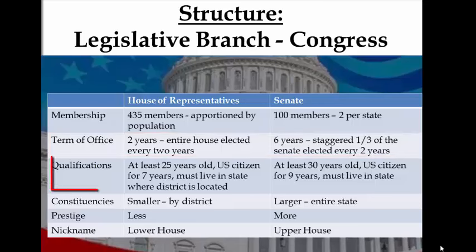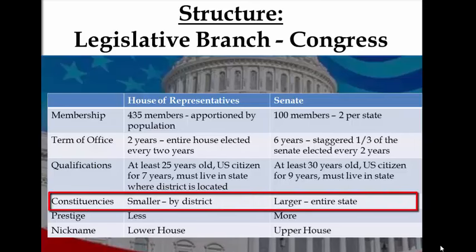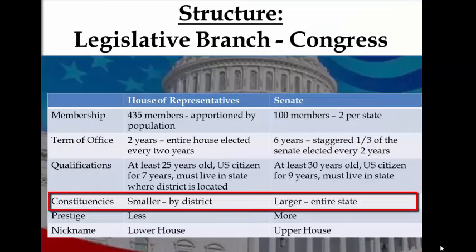To serve in the House of Reps, you must be 25 years old, a citizen for 7 years, and live in the state where your district is. And in the Senate, you must be 30 years old, a U.S. citizen for 9 years, and you must live in the state. Now, the constituencies in the House of Representatives, and a constituency is a word for the people that you represent, are smaller in the House. It's by district, okay? So we divide the state up into small districts. Whereas for the Senate, they represent the entire state.